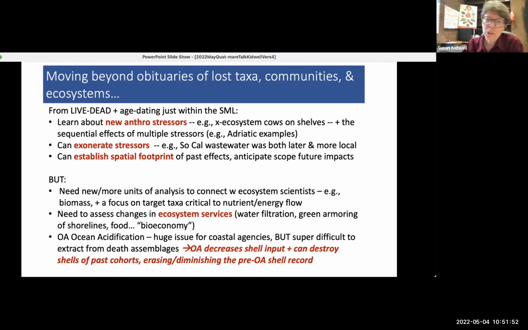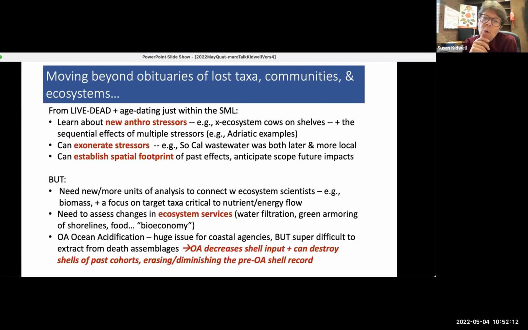And another thing is ocean acidification. My gosh, that is the top ranked item of all the agencies that we here in Chicago have been working with, especially on the West Coast of the US. But OA is going to be one of the most difficult things to extract from death assemblages. Brock Kokish is working on this right now in the lab.